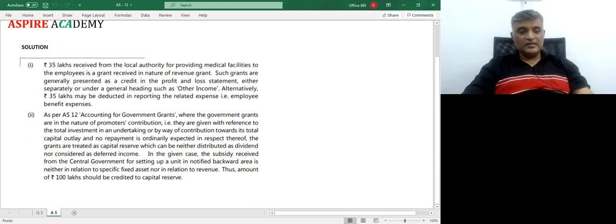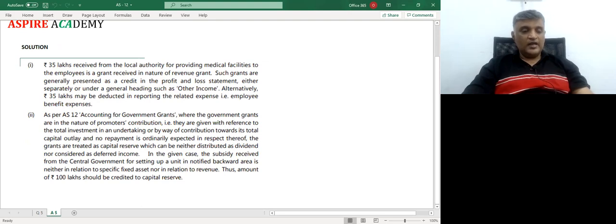So let's go through the answers. 35 lakhs received from the local authority for providing medical facility to the employees is a grant received in the nature of a revenue grant. Such grants are generally presented as a credit in the P&L statement, either separately or under a generic heading called other income. Alternatively, 35 lakhs may be deducted in reporting the related expenditure, that is employee benefit expense.